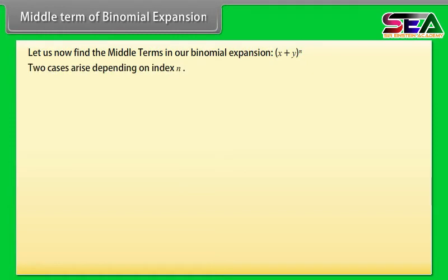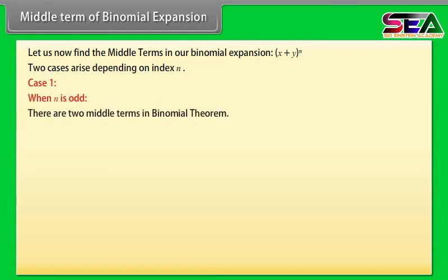Middle term of binomial expansion. Let us now find the middle terms in the binomial expansion (x + y)^n. Two cases arise depending on index n. Case 1: when n is odd, there are two middle terms in the binomial theorem: the ((n+1)/2)th term and the ((n+1)/2 + 1)th term.